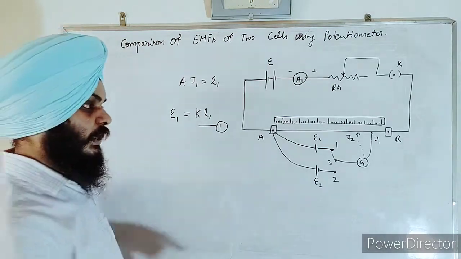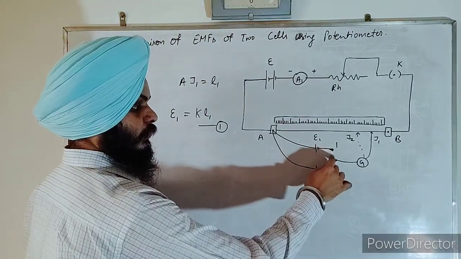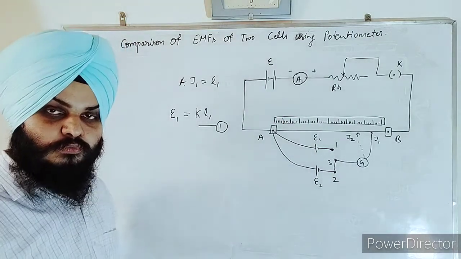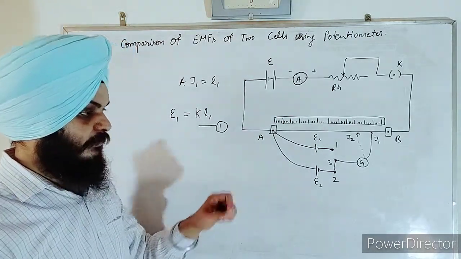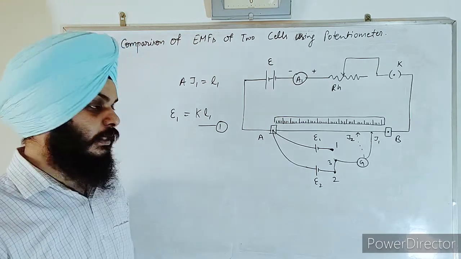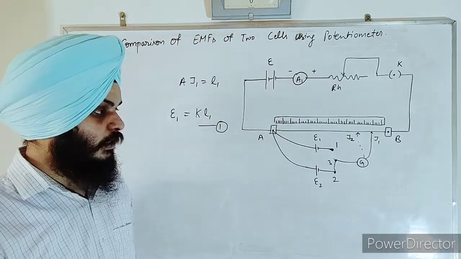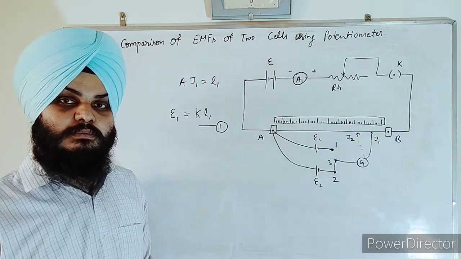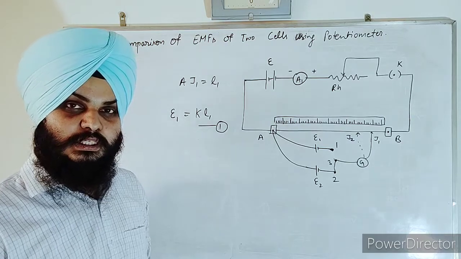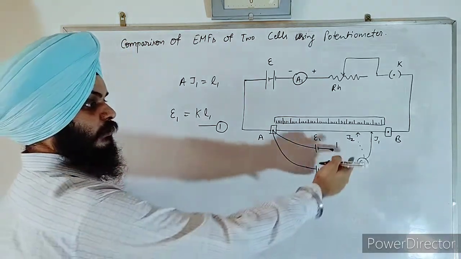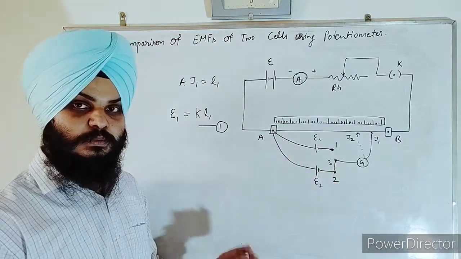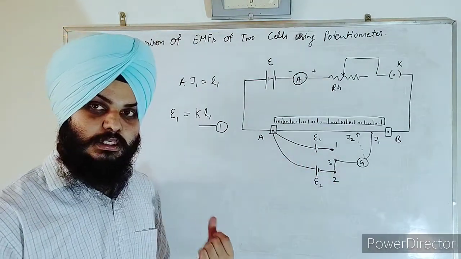Similarly, if I detach this and now connect it to the terminal 2, we have included the other cell with EMF E2 in the circuit and removed the first cell. Obviously, as it may have EMF different from the first cell, therefore we may get some other length up to point J2, which is the next position of the jockey.